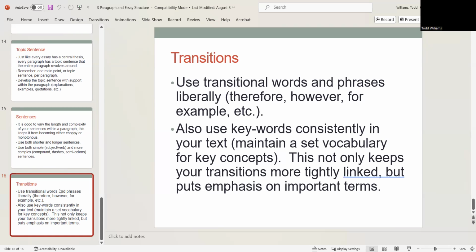A lot of times in published essays, they'll even have keywords listed in journal articles. So having this set vocabulary keeps your transitions more tightly linked, right? I have the word here, I have the same word again here. It also puts emphasis on the terms that you think are important in your essay. That is it.